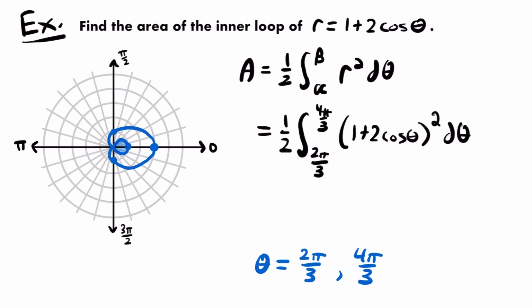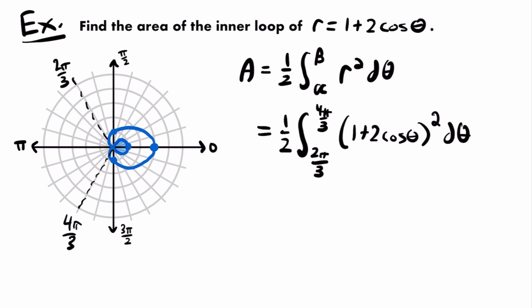Okay, so just one more time, if we're looking at our polar graph here, we are integrating between the angle of 2 pi divided by 3 and 4 pi divided by 3. Okay, so by integrating between these two angles of theta, we are calculating the area of this inner loop. Okay, so now let's work on solving this integral in order to find the value of that area.